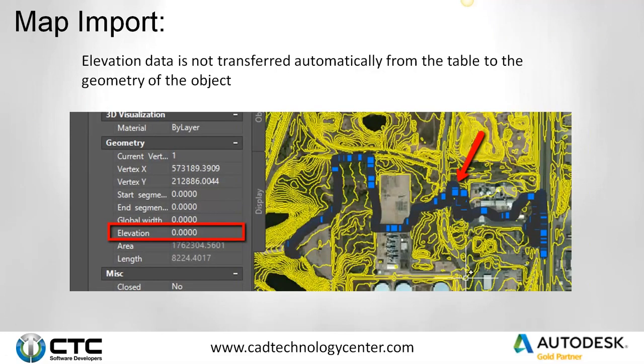When I do a map import, the elevation data is not transferred automatically from the table to the geometry of the object. When I bring in a contour shapefile as just polylines, if I click on one and look at the geometry, the elevation is set to 0. And that's what we want to fix: we want to get that elevation from 0 to its proper value.